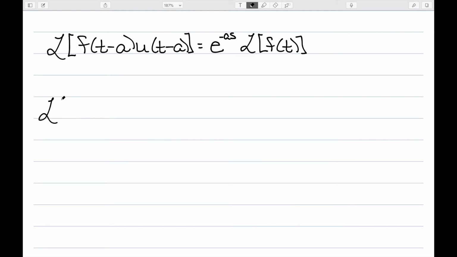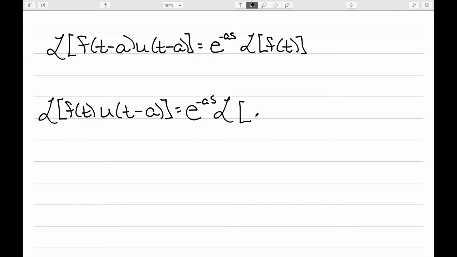In addition, if I try to take the transform of a function that's not shifted, just f of t times u of t minus a, so only my step function is translated over, this will be e to the minus as times the transform of f of t plus a. So I'll have to translate it over by a in the opposite direction. So let's look at some examples of this.